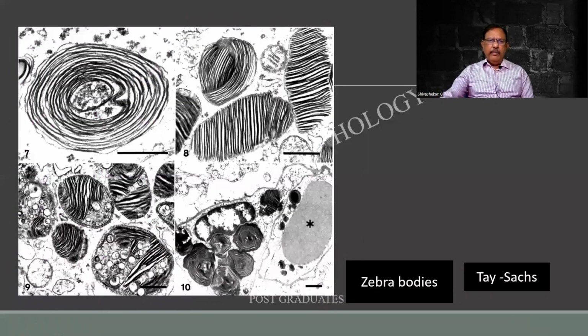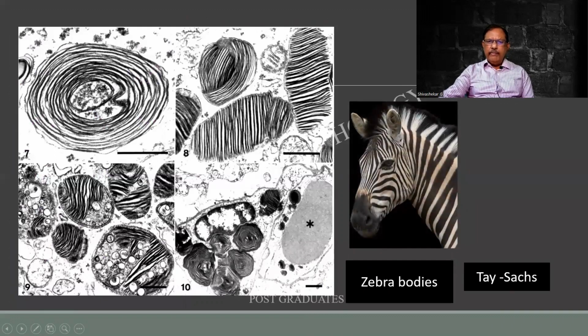I hope you people are able to identify it. There are concentric circles. Only thing is, it is an electron microscopic picture. The zebra body is classical of Tay-Sachs disease. And I hope you people will be able to appreciate the similarity between these, which are nothing but defective lysosomes.